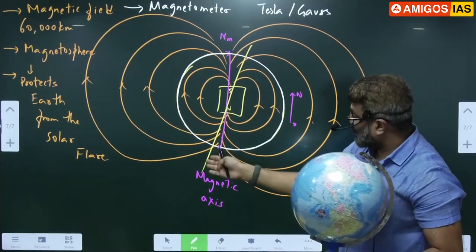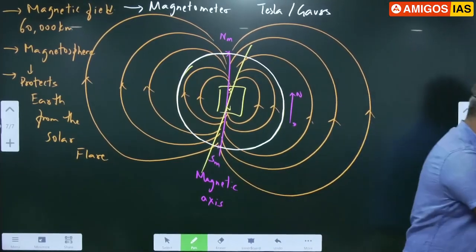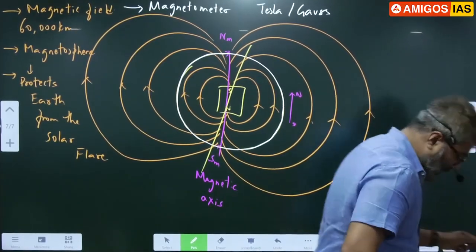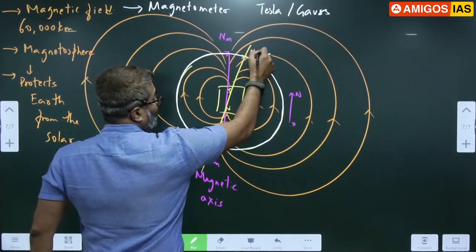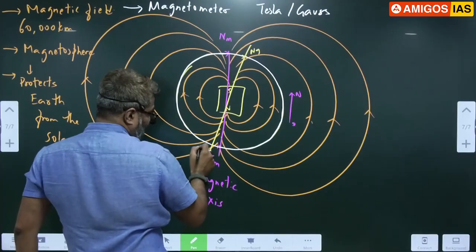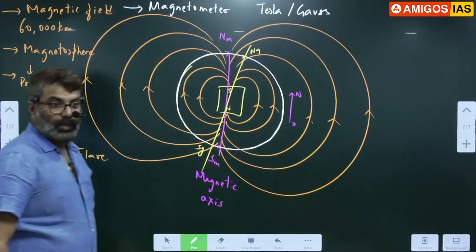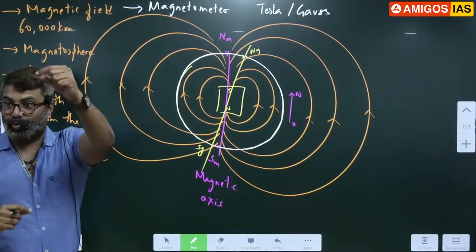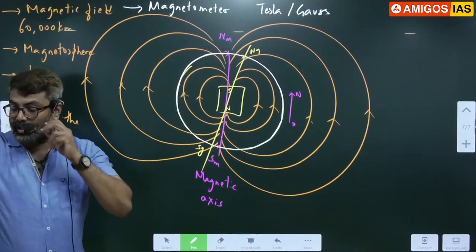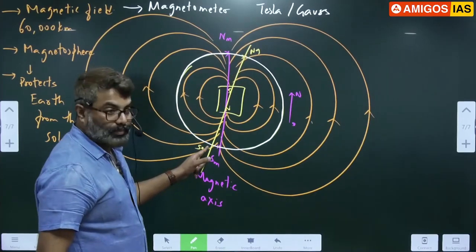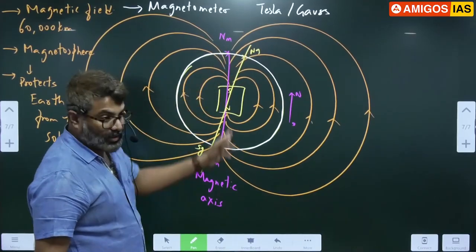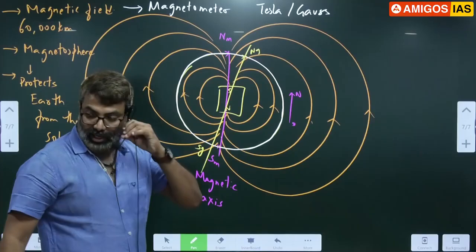So I have used different colors for you. If you notice carefully, the Earth's geographic north pole is this. Geographic south pole is this. That is the reason in the first class I wrote SG, NG. NG is geographic north. That is our axis. Geographic south is this. Magnetic axis is this. Okay, let's see this in the atlas.